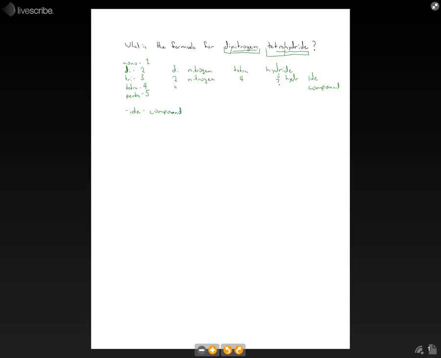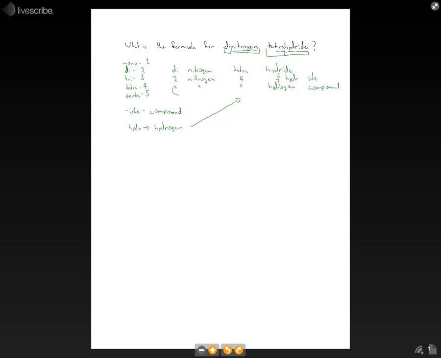We still have 2 nitrogen and 4 of whatever hydra means. And if we look at a periodic table, we can see that hydra really only matches up with hydrogen. So we know that it's 2 nitrogen, 4 hydrogen.